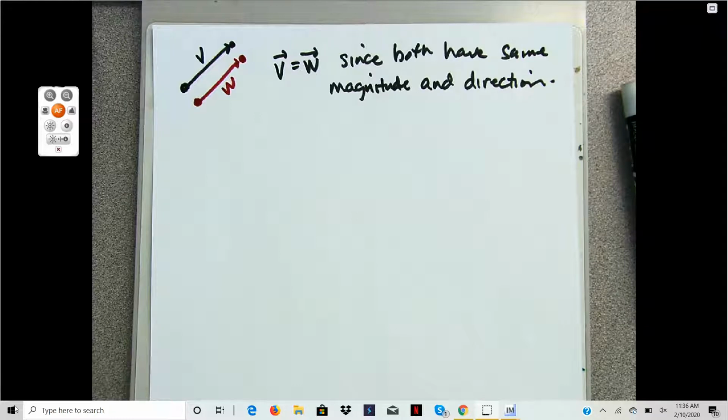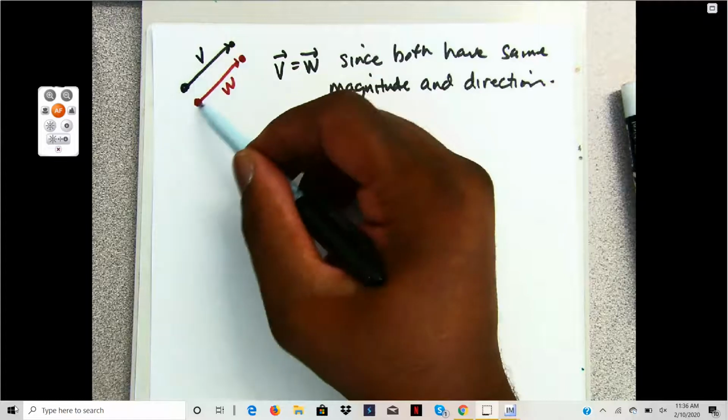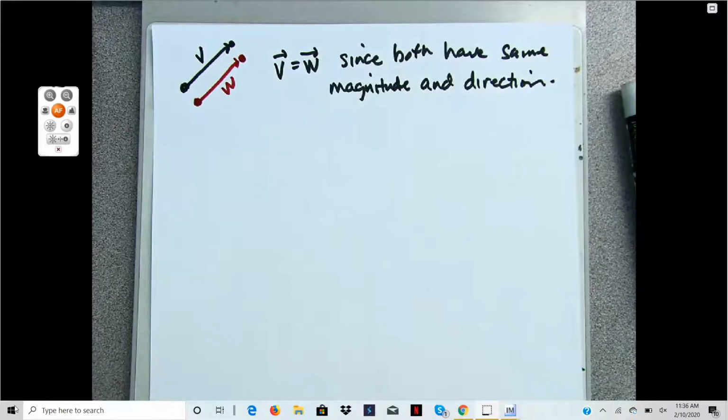One of the things that we're going to get to a little later on is we're going to use parallelograms to actually add vectors. So think of that parallel property that they have. So they're going in the same direction, and they also have the same magnitude or length. So these vectors are equal.